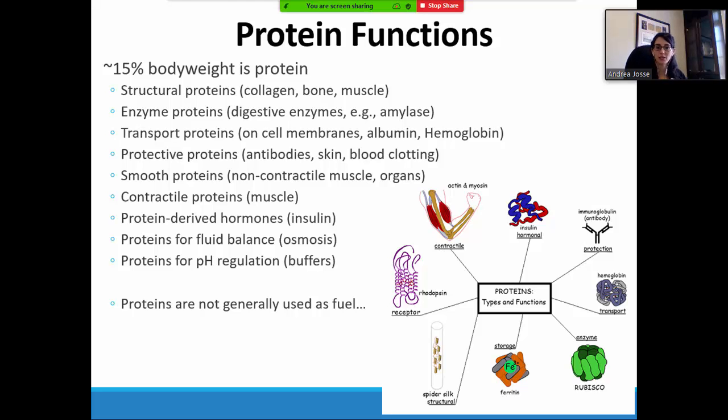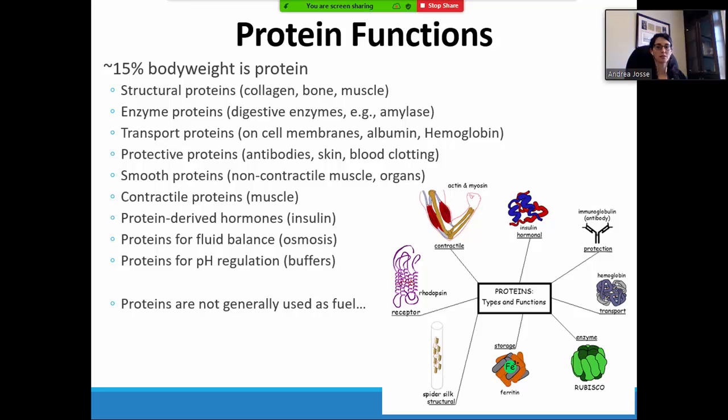They're protective proteins, so our immune system makes proteins and secretes proteins that act in protecting us. And so these are the antibodies. We also have proteins in our skin that are protective, as well as proteins that are in relation to blood clotting, like thrombin and various other blood clotting proteins that are quite important.